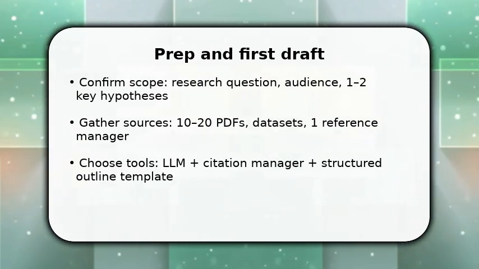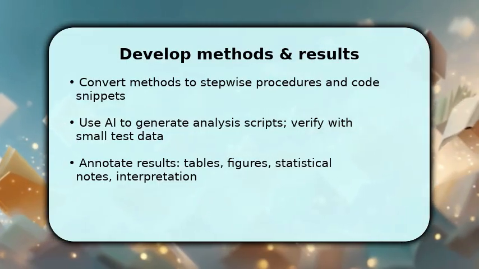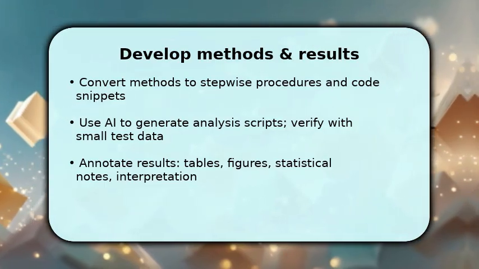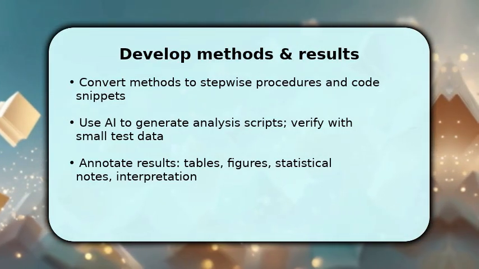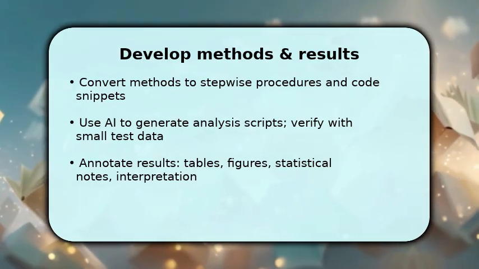Once your draft exists, focus on methods and results where accuracy matters most. Ask the AI to expand methods into reproducible, stepwise procedures and to produce code snippets for your analysis. Then run those snippets on a subset of data to verify.